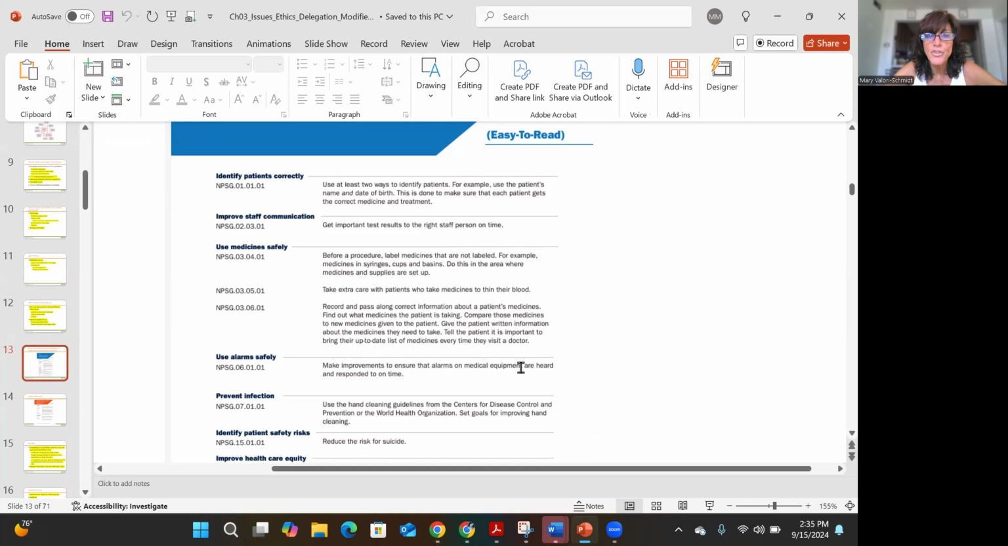Extra care with patients who take anticoagulants, okay? Blood thinners, anticoagulants. And make sure that you're documenting and passing along the correct information about patients' meds. When you're talking to a patient, like during an admission, what meds are you taking? Everything. Ever take Tylenol? Ever take Advil? Do you take any vitamins or supplements? You need to know every single thing, okay? And we need an up-to-date list because herbals, just because they're herbal, doesn't mean they're safe, right?